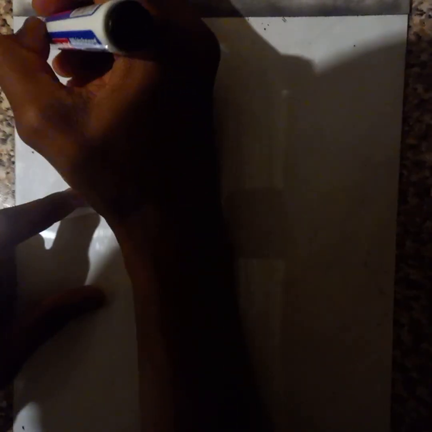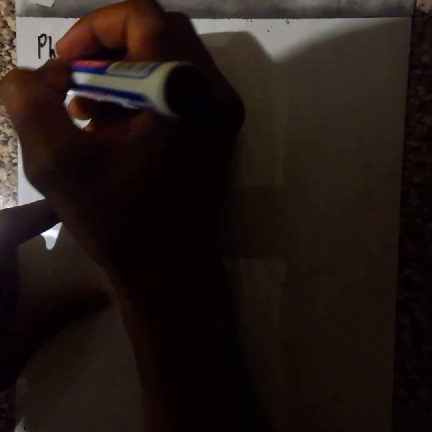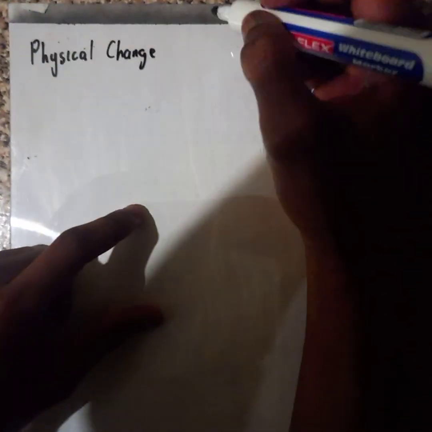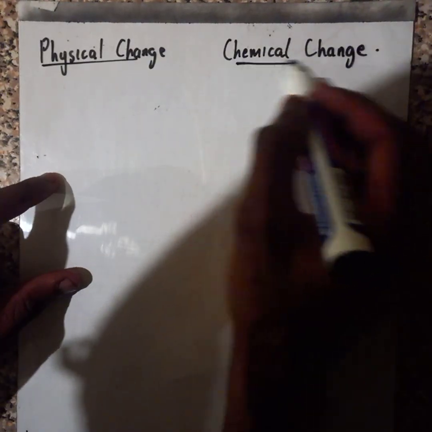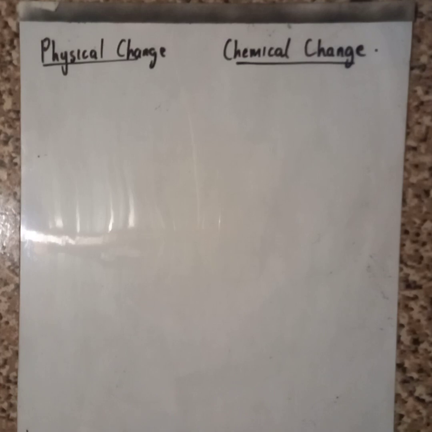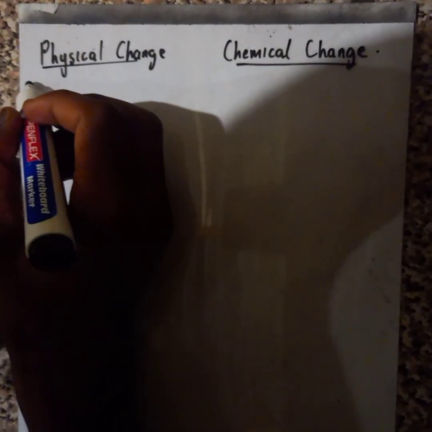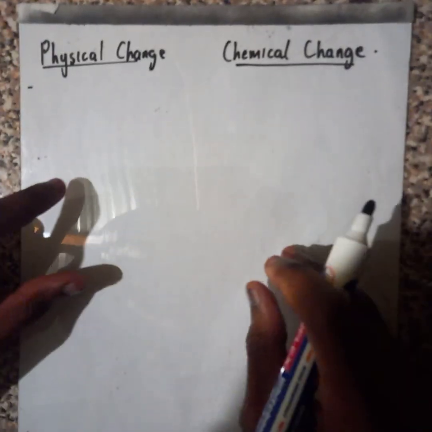Today, my fellow learners, I want to highlight these two concepts: the physical change together with the chemical change. These two properties, the physical change as well as the chemical change. Then, what do we mean by the concept of the physical change?